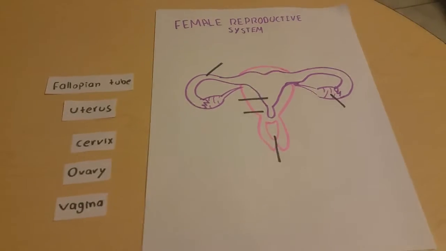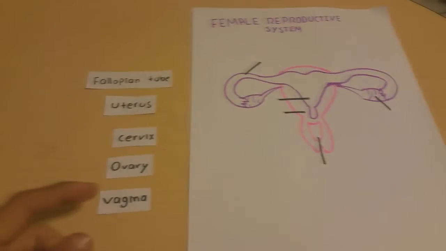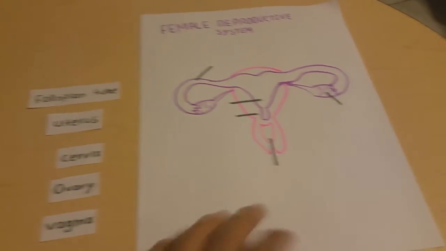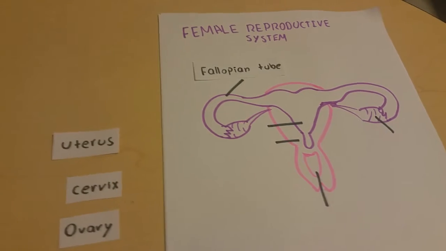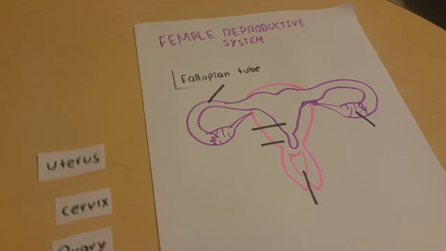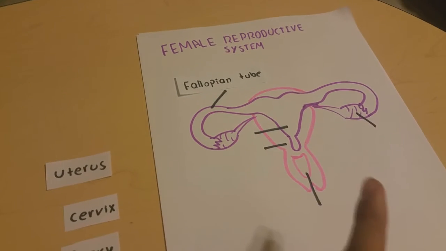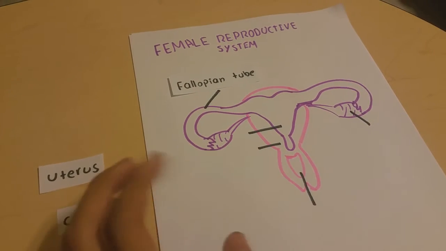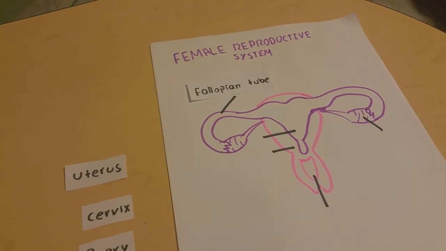Okay, so this is my drawing of the female reproductive system, and I'm going to label the parts. So first, the fallopian tube. The fallopian tubes are a pair of muscular tubes that extend from the left and the right superior corners of the uterus to the edge of the ovaries.